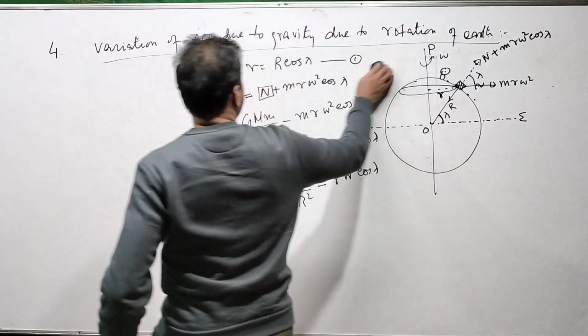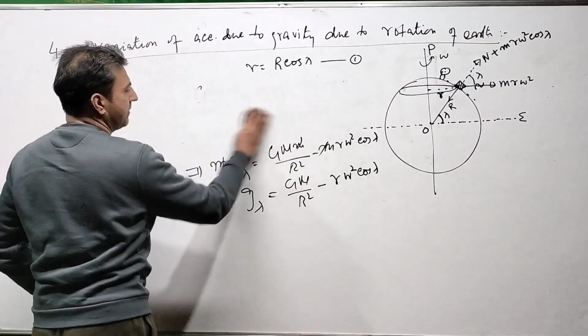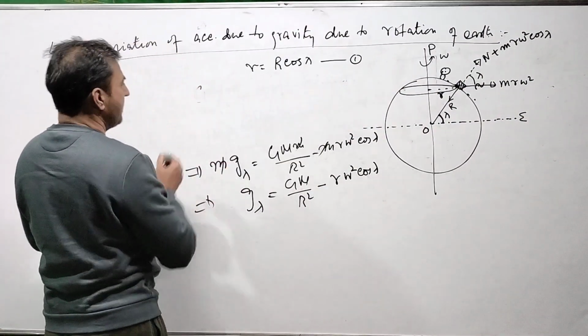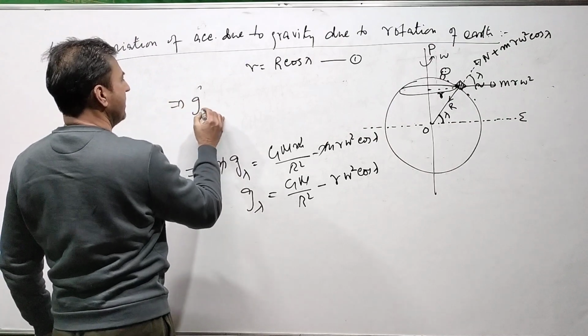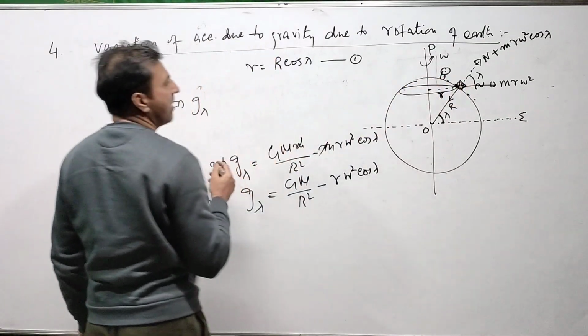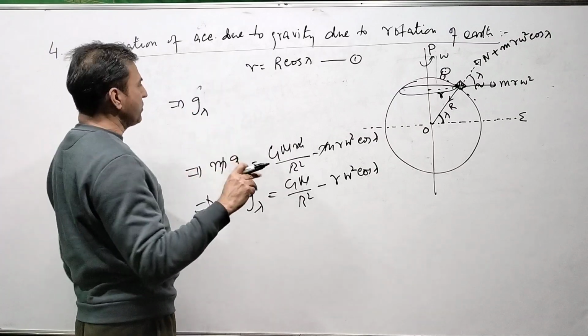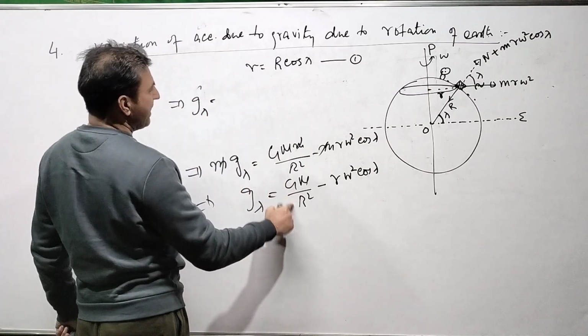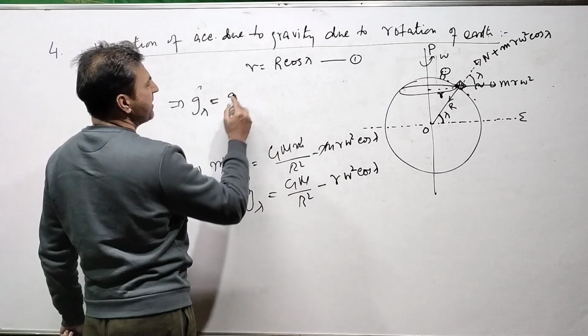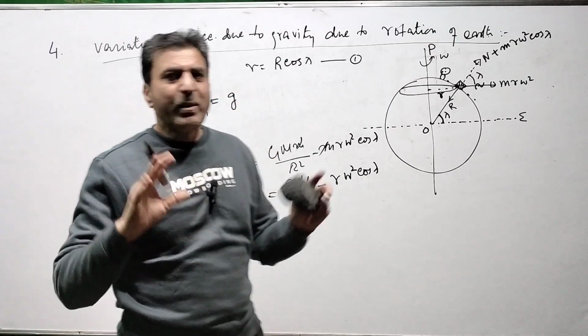What is g lambda? Acceleration due to gravity here at this point at latitude lambda. Because of the rotation of the earth, it will not be the same as GM by r square. What is it? It is GM by r square. That is okay, let me write it g, the acceleration due to gravity, had there been no rotation.